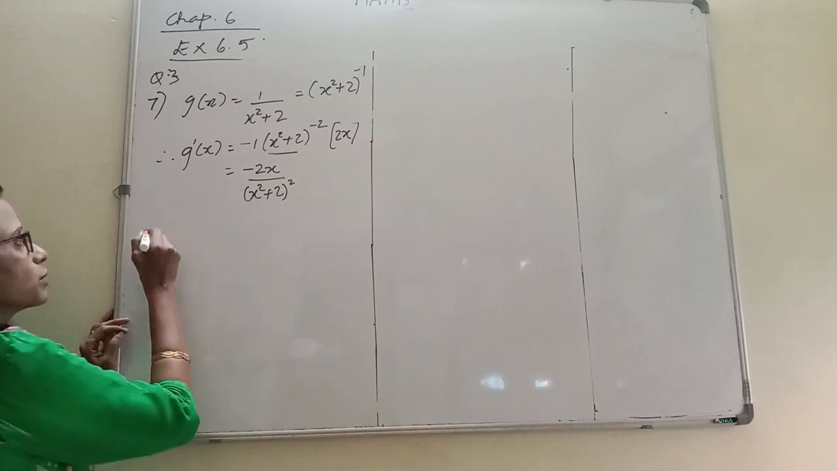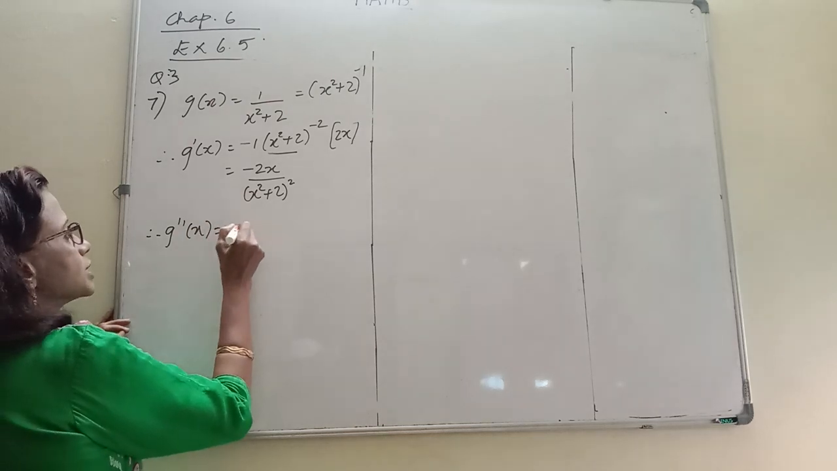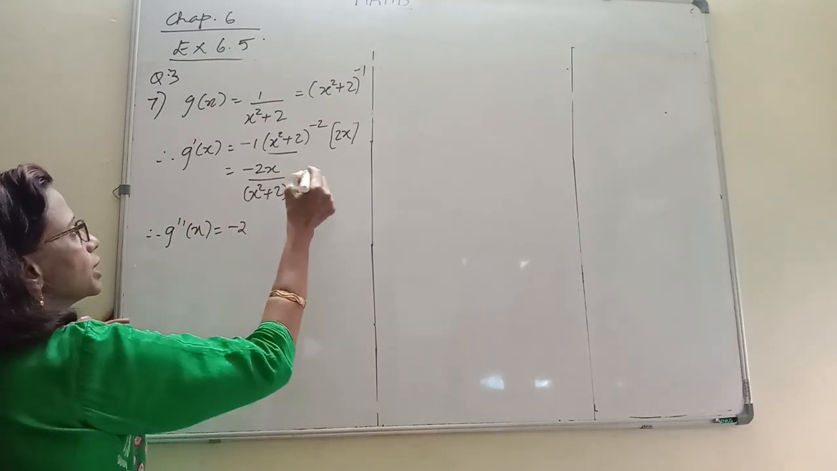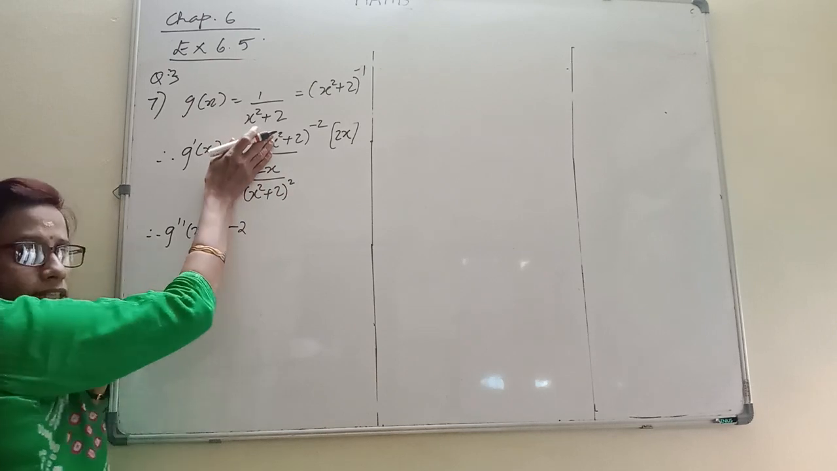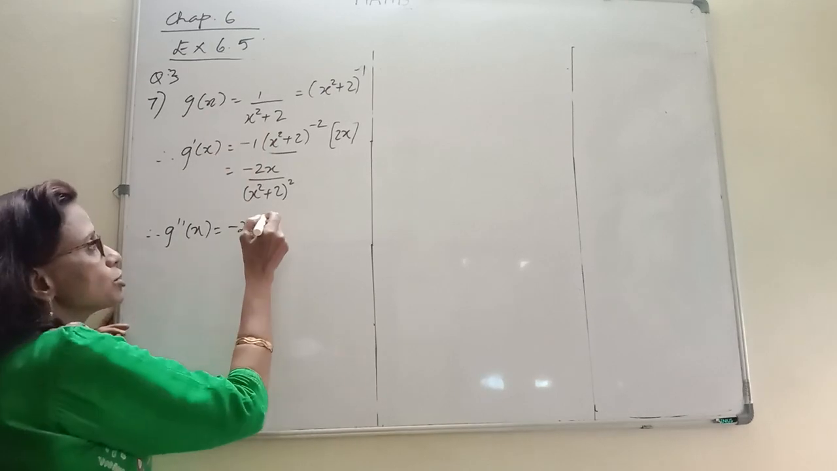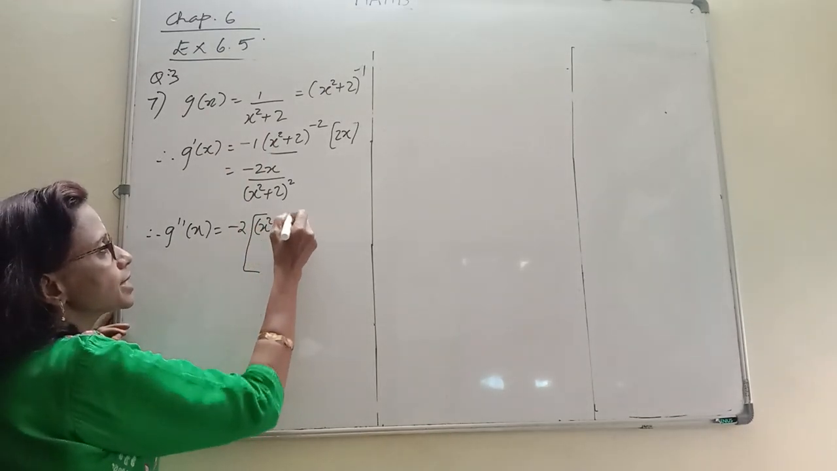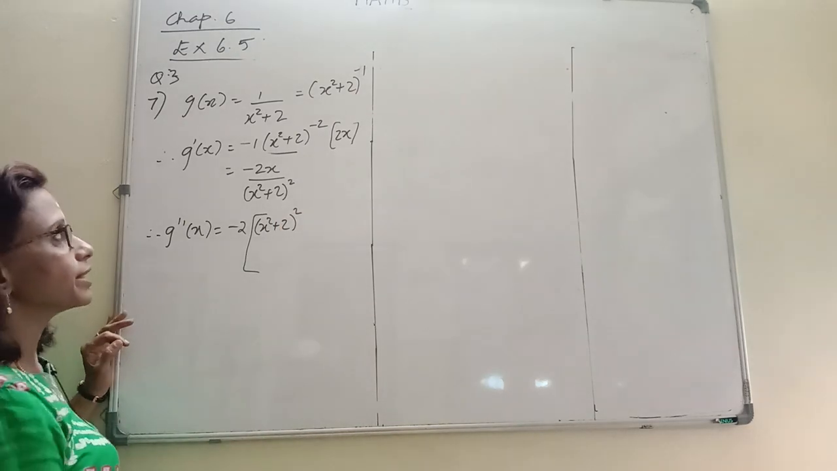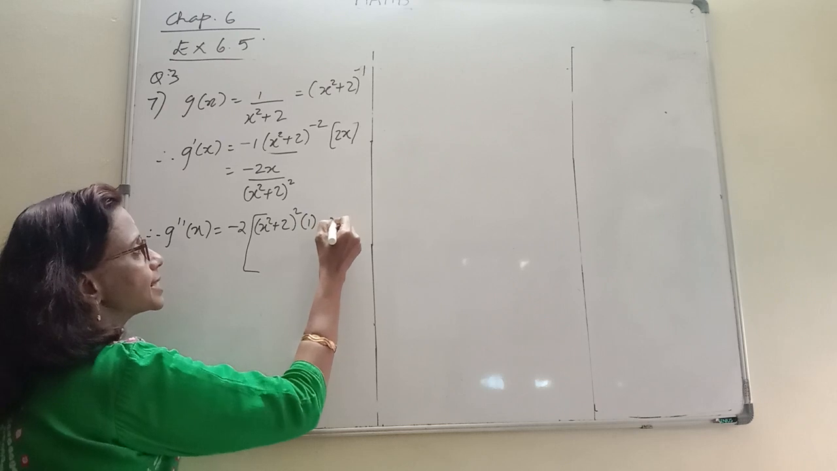So that's our first derivative. As we know, we require the second derivative also, so let's find it. For the second derivative, you can take the minus 2 outside and treat the remaining function as a quotient u over v. So x squared plus 2 the whole squared stays as it is, and you find the derivative of x, which is 1, and then x stays as it is.